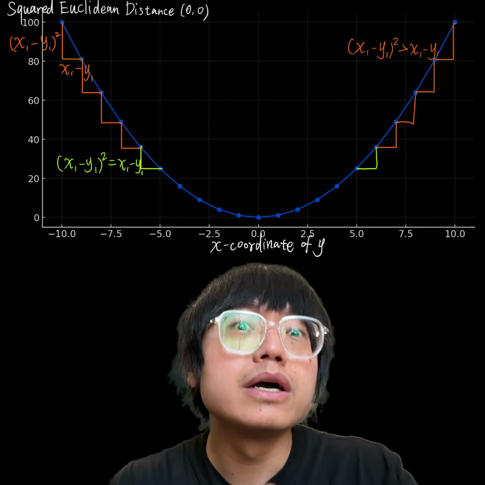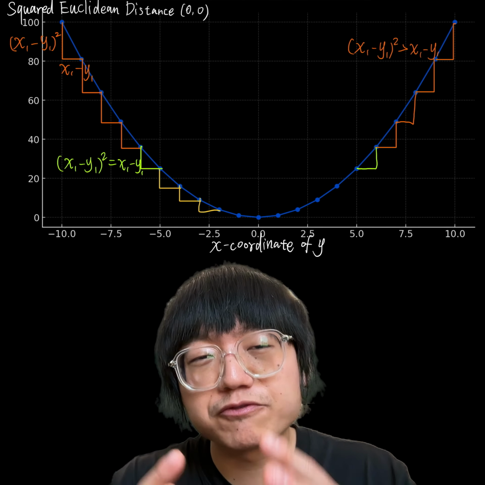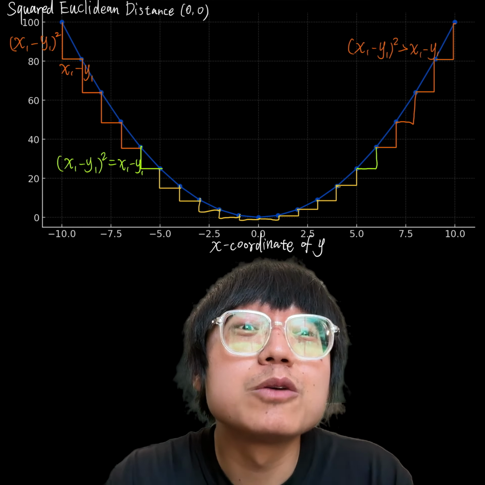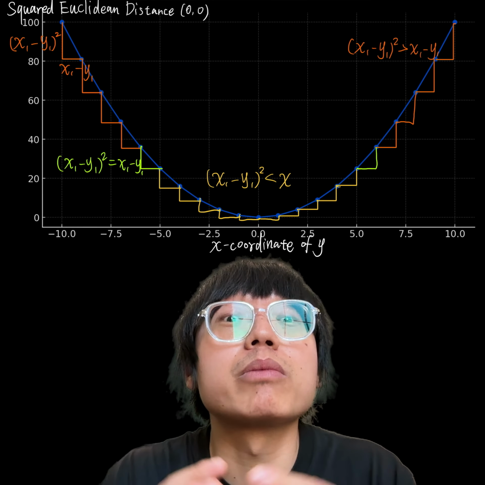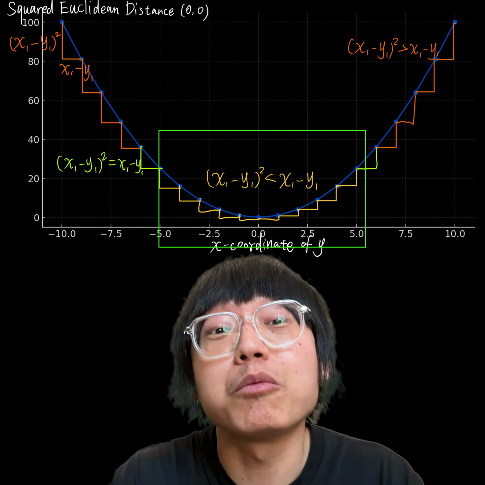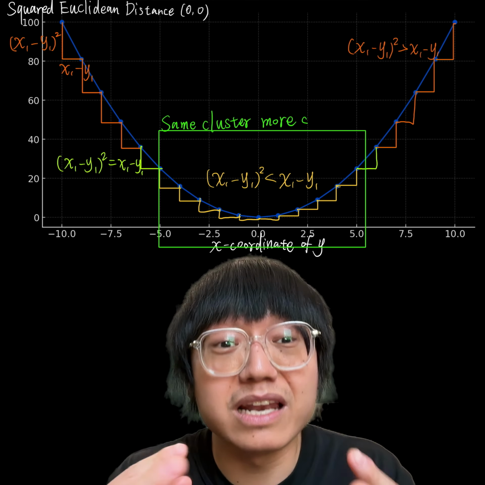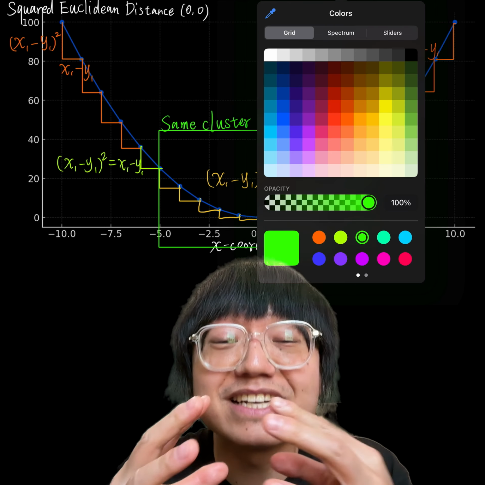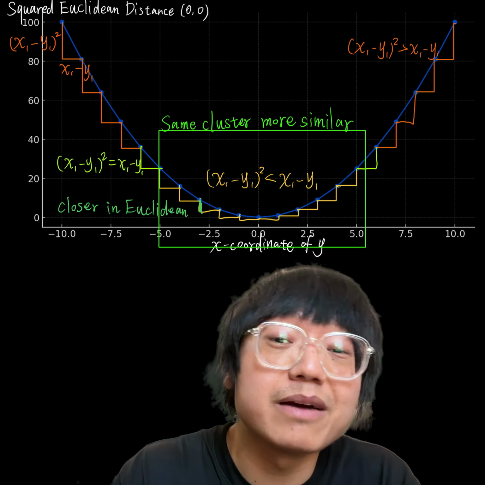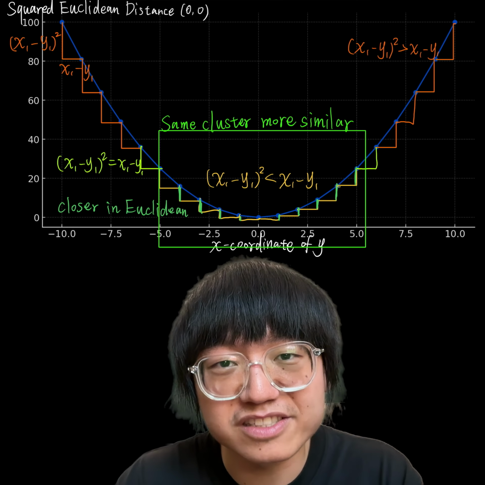This measure is important because it forms the basis of the cost function that clustering algorithms attempt to minimize to form coherent clusters, where the data points within the same cluster are more similar because they are closer in terms of Euclidean distance, right? That is why they are more similar to each other than to those in other clusters.